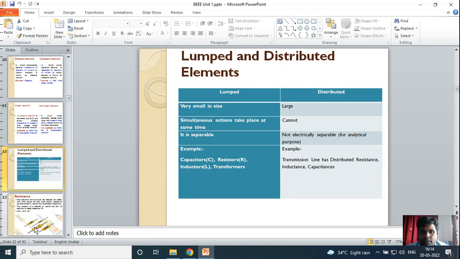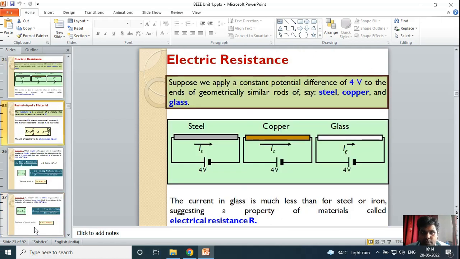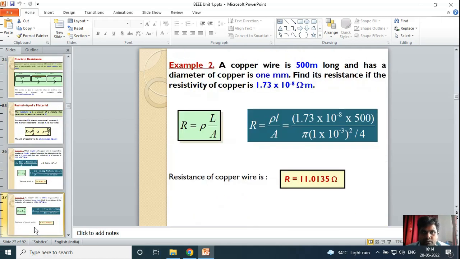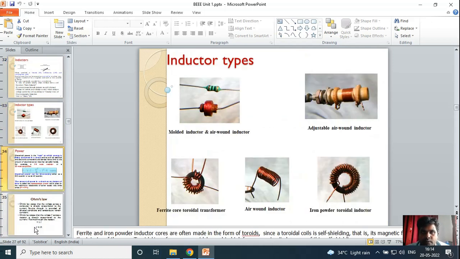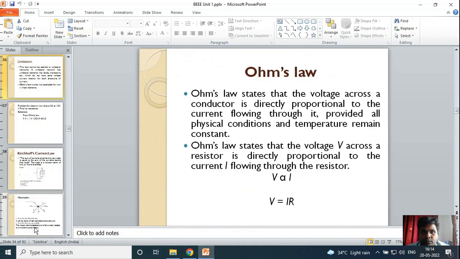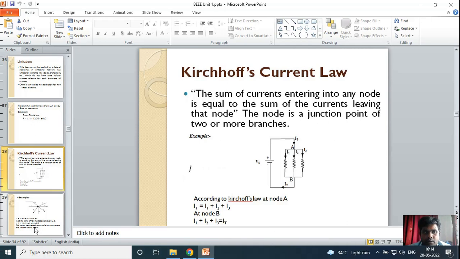Now we are going to discuss Kirchhoff's laws. First we are going to discuss Kirchhoff's current law. Kirchhoff's current law states that the sum of the currents entering any node is equal to the sum of the currents leaving that node. The node is nothing but the junction point of two or more branches.